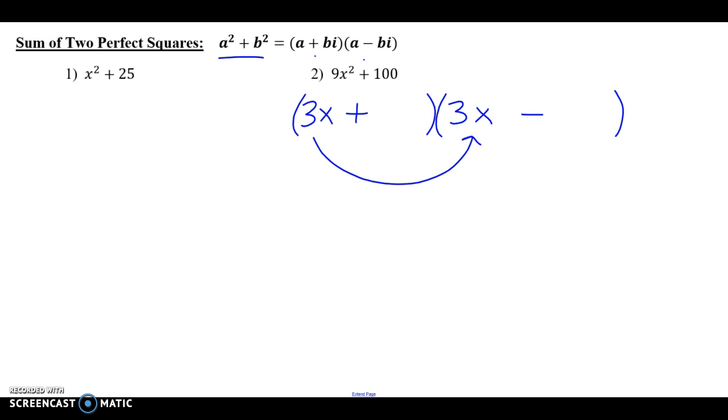And what's the square root of 100? 10, but it's a sum. Anytime it's a sum, we have to attach an i to that number. That will flip the sign for us and make it a sum of squares. That's your answer, that's it.